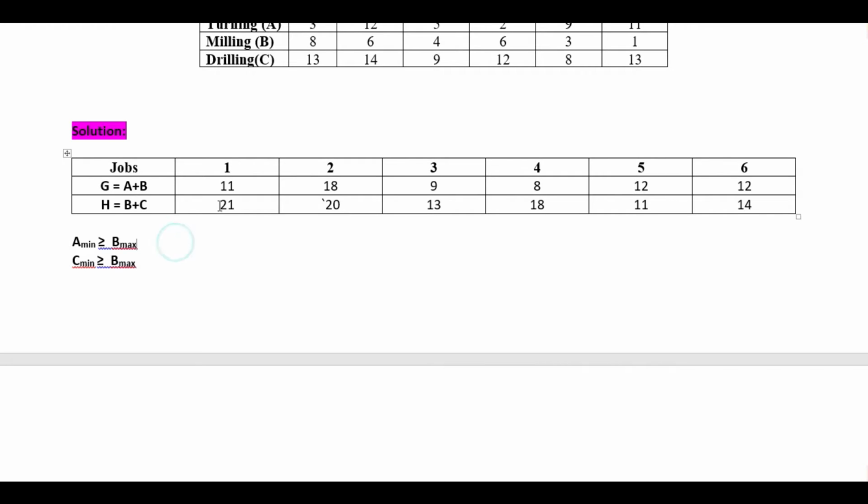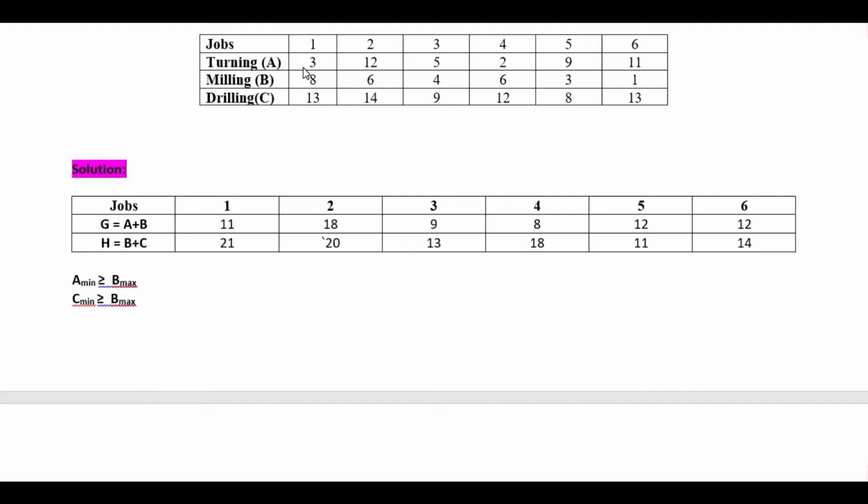In this problem, look at the table: A minimum will be 2 and B maximum will be 8. So this condition is not satisfied. Next, come to the second condition. C minimum should be greater than or equal to B maximum. C minimum will be 8, B maximum will be 8. So 8 equals 8, both the values are equal. So this condition is satisfied, and we can proceed with the problem further.